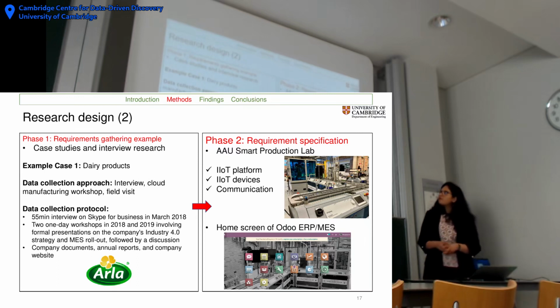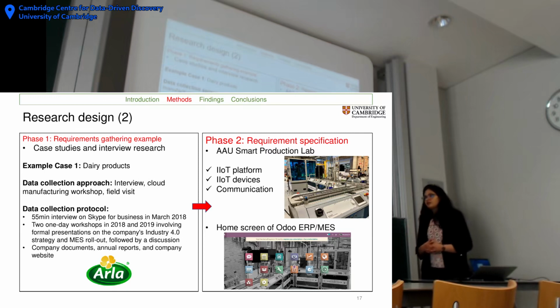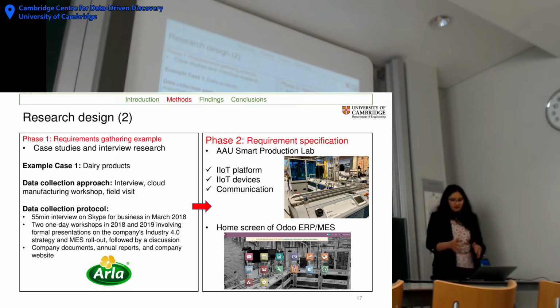So for that, we went back to our lab. This is Smart Production Lab in Denmark. So this is a state-of-the-art Industry 4.0 learning factory. So we worked there and we tried to use these physical systems to understand how the requirements can be specified. So that's how we also did some lab work.